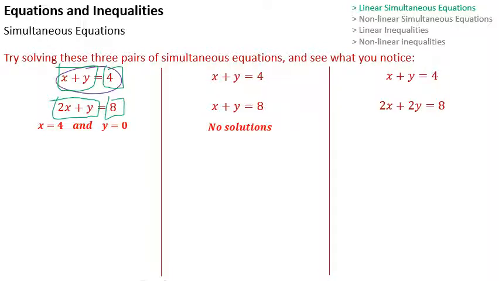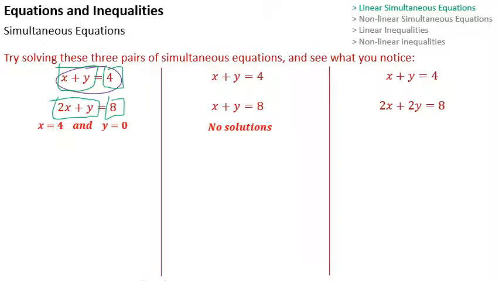The next one has no solutions. I don't know if you got stuck trying this. Maybe you attempted a similar process to what I've done on the first example, where you subtract the left-hand sides, you subtract the right-hand sides. If you had, you'd have ended up with a contradiction, 0 equals 4, or something like that.